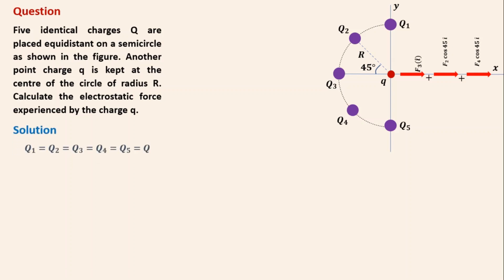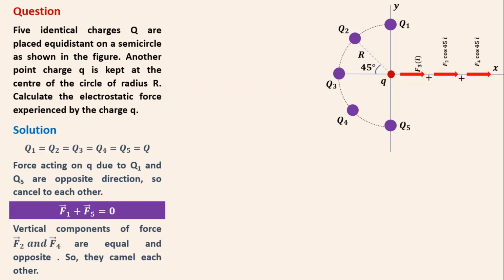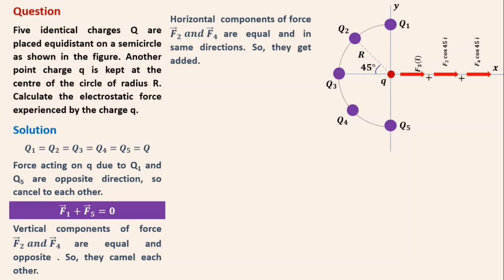Solution. Based on their position, we named them as Q1, Q2, Q3, Q4 and Q5. They are all having the same magnitude. Forces acting on small q due to Q1 and Q5 are opposite in direction, so they cancel each other. So F1 vector plus F5 vector equals 0. The vertical components of forces F2 vector and F4 vector are equal and opposite, so they cancel each other. Horizontal components of the forces F2 vector and F4 vector are equal and in the same direction, so they get added.